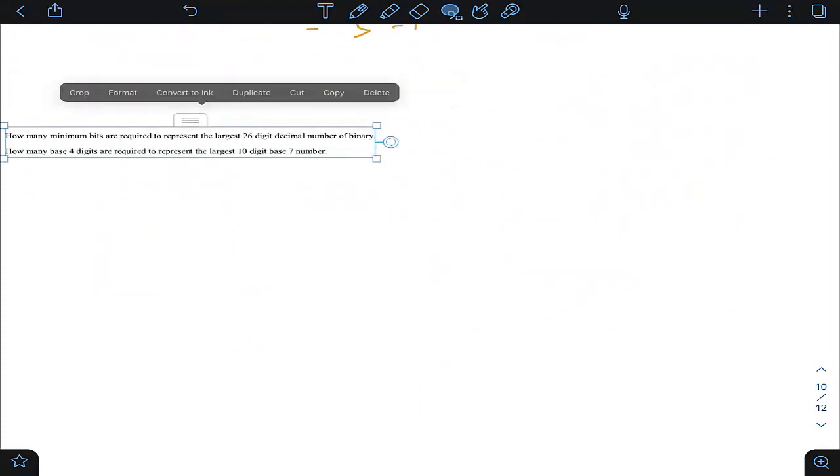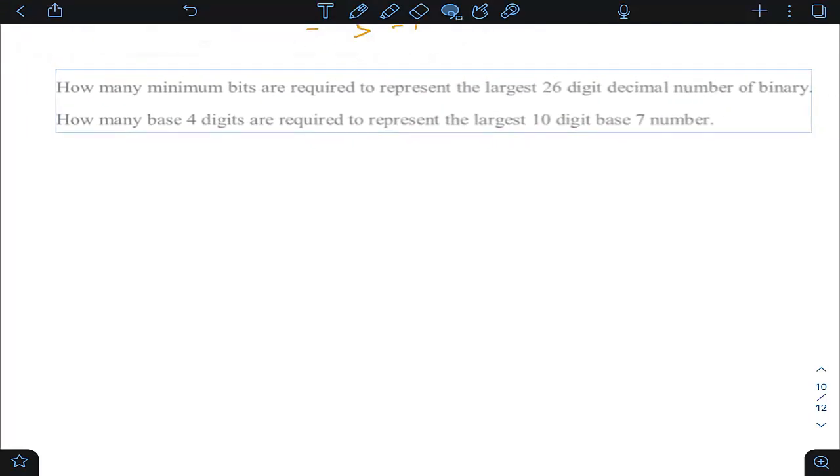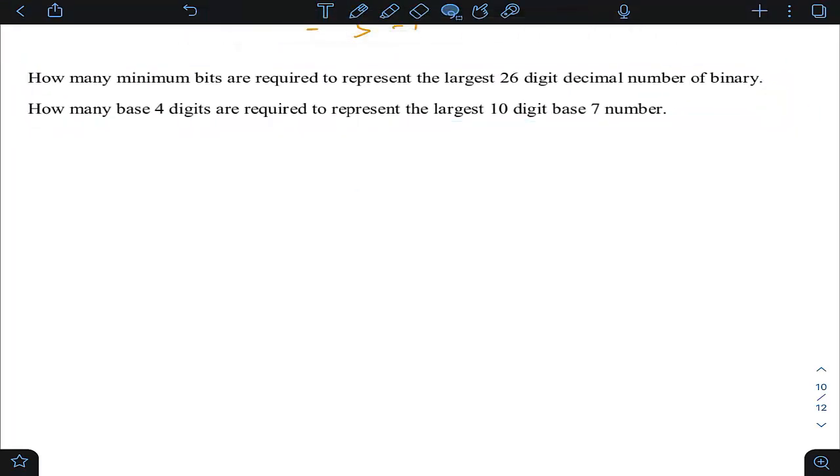Let me see how many of you can answer this. You pause the video and try to simplify this problem and then match the answer with the video, what I'm going to tell you now. The question is, how many minimum bits are required to represent the largest 26 digit decimal number in binary? So see the term largest 26 digit decimal number. You want to represent the largest 26 digit decimal number in the binary number system. So how many minimum bits do you need?